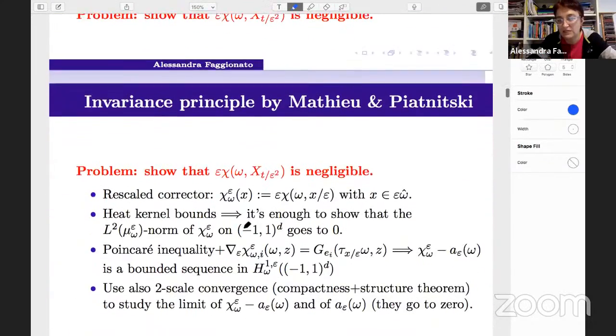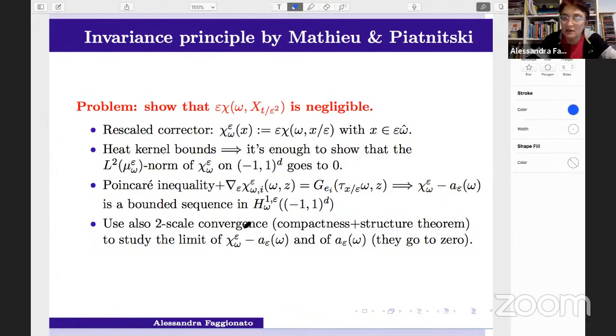In the case of Mattia Piarniski, in their paper, they use two-scale convergence. I don't give all the details, but you want to prove that this one is negligible. You consider a rescaled function. Up to now, we have seen things in the microscopic world. We want to have a limit, so we rescale. We have to zoom in. So we have the rescaled corrector, which is given by this expression. And then thanks to heat kernel bounds, it's enough at the end to show that the L2 norm of the rescaled corrector restricted to the unit box goes to 0.